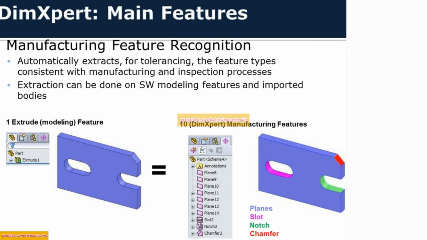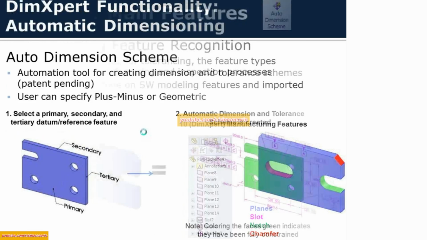So if you take a look at the example on the left there, we have a sketch that we extruded as one sketch and built a feature out of it. DimExpert sees that as 10 different manufacturing features. It sees a slot, it sees a notch, it sees a chamfer, and it will apply tolerancing based on those types of features, consistent with what's prescribed in your document properties.